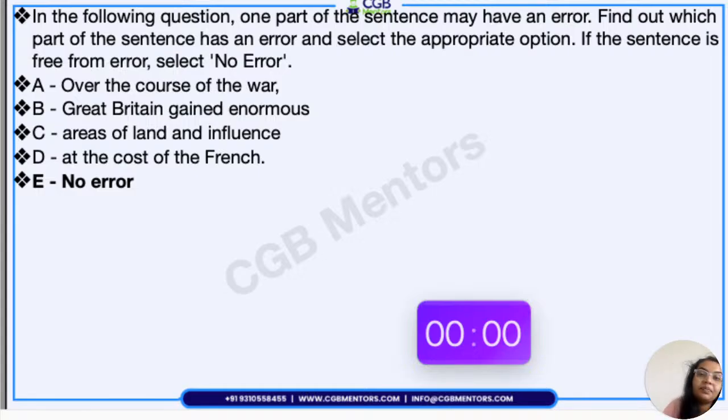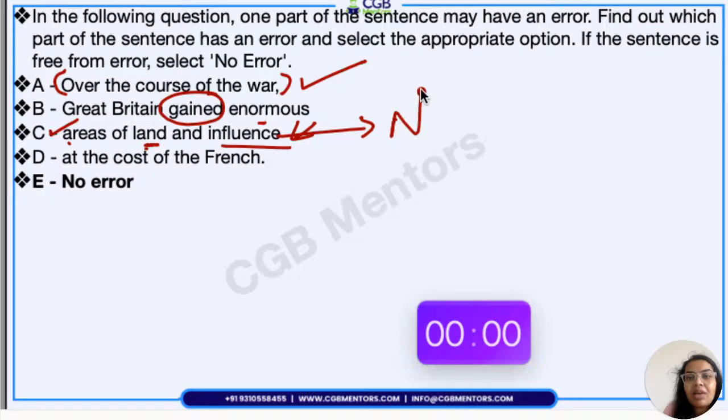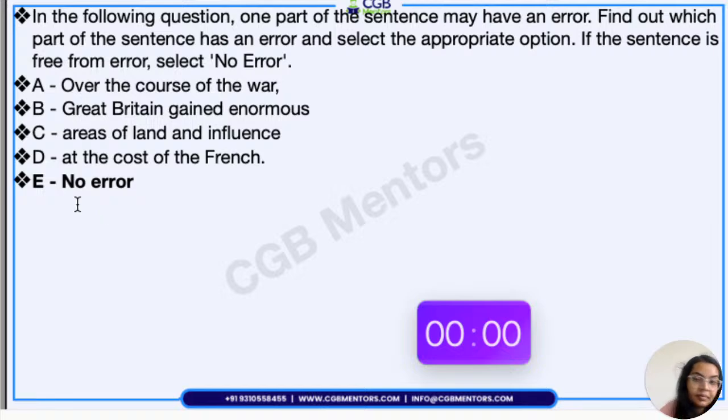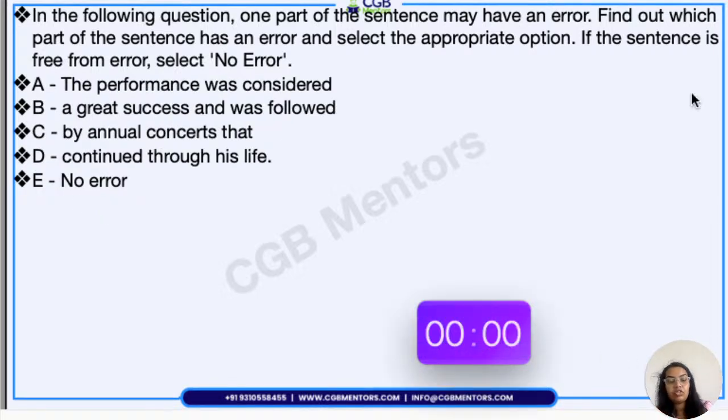Answer is no error. Over the course of the war, this is the starter, correct, over a period, Great Britain gained enormous areas of land, because there were multiple areas, not just one piece of land, so this is correct. And influence: gained land, areas of land, and gained influence. So influence is used as a noun, at the cost of the French. Whenever you talk about the people of a nation, you always use the French, the Indians, the Brits, like that. Move on to the next question.